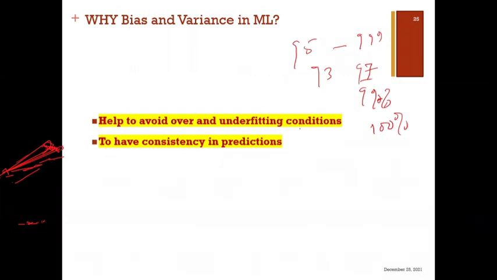But know that the idea is the performance accuracy between the training and the testing must be close together. One is getting 98 and the other is getting 96 or 97, that is good. But if you got 100% for training and 55 for testing, that is unacceptable. That is overfitting. So bias and variance guide us to understand this, to avoid overfitting and underfitting, and to have consistency in our prediction.